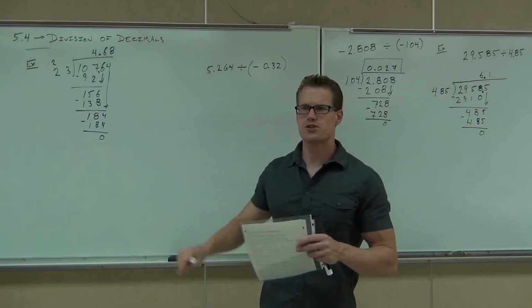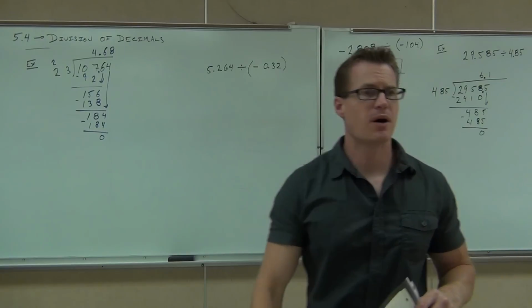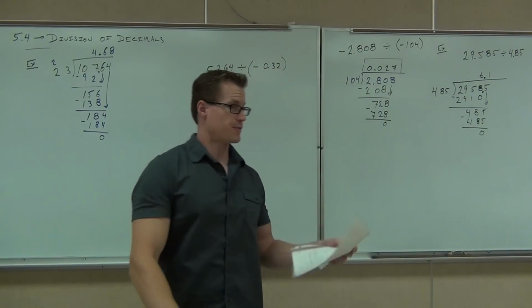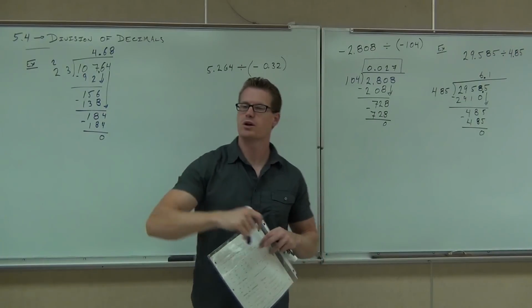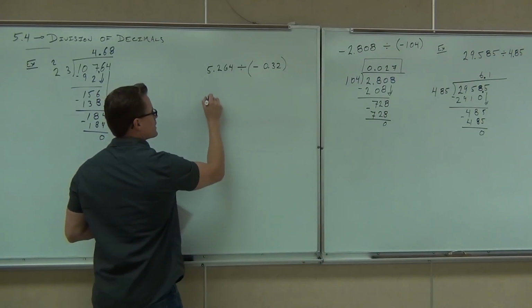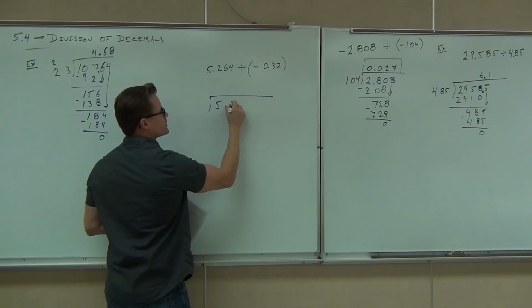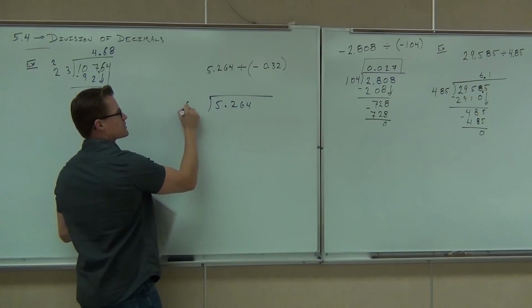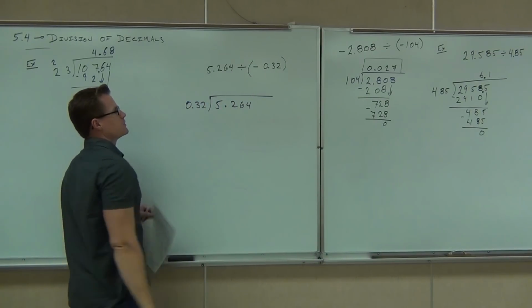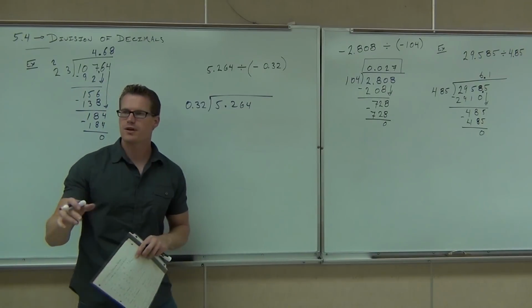Let's do one more. First thing, this problem, is our answer going to be positive or negative? Negative. Definitely negative. So we can omit that negative when we're working on our problem. We'll just have to set this thing up correctly. Make sure we have our 5.264. Make sure we have our 0.32.